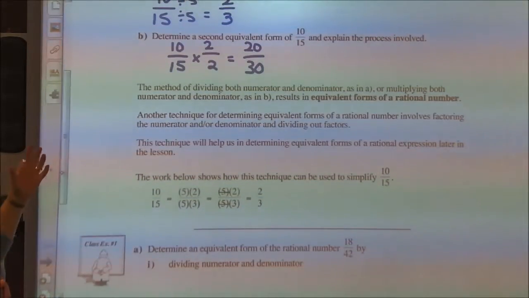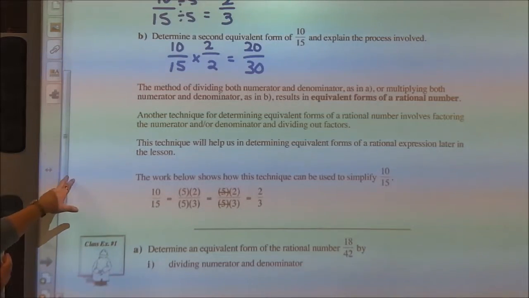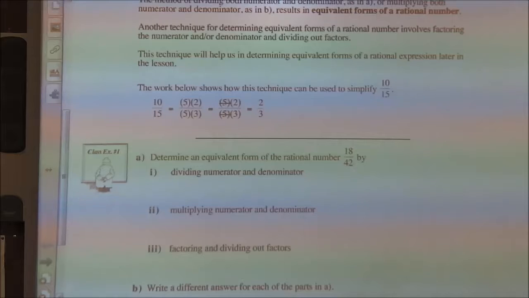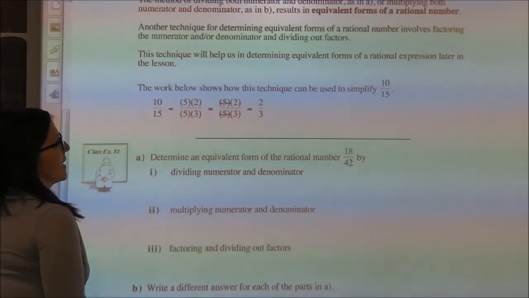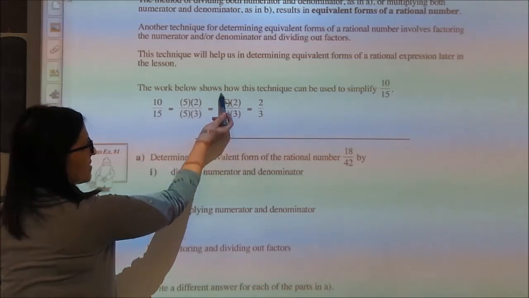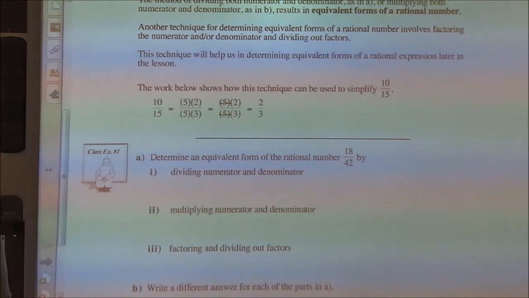Now, another way that I could find equivalent forms is I could use factoring. So again, if we go to something like our 10/15, if I was to factor it, if I was to look for numbers that multiply to give me 10, I could choose 5 and 2. Numbers that multiply to give me 15 would be 5 and 3. Again, 5 divided by 5 is 1. They cancel out, leaving me with the 2/3. This method of factoring and canceling out common factors is what we're going to use when we get into our rational expressions.